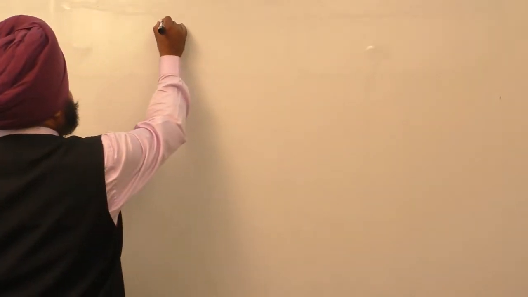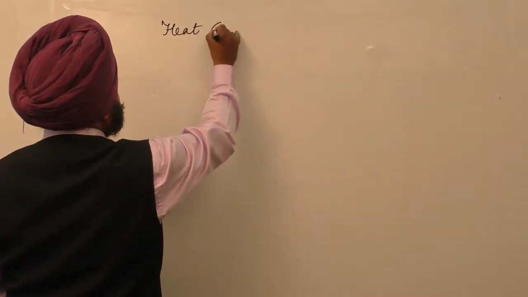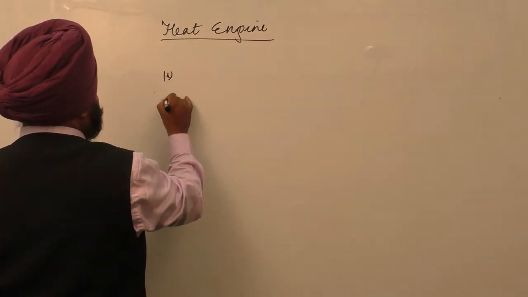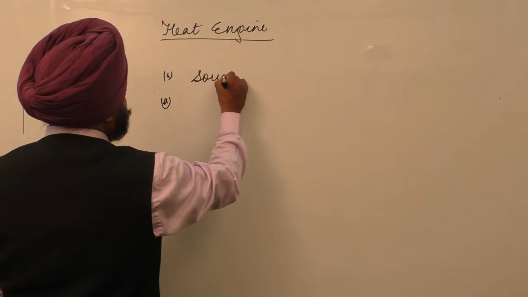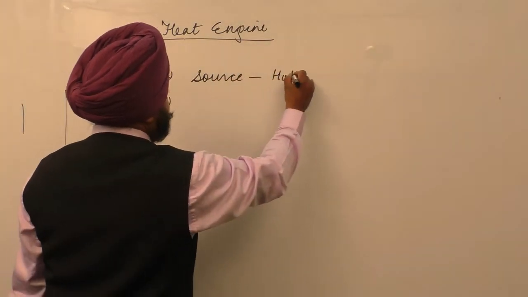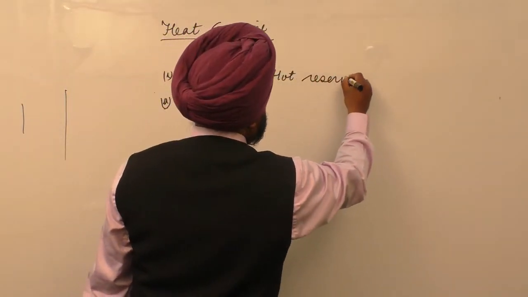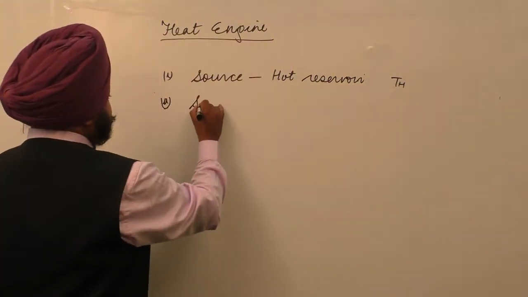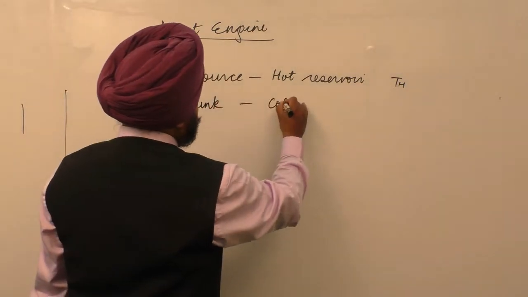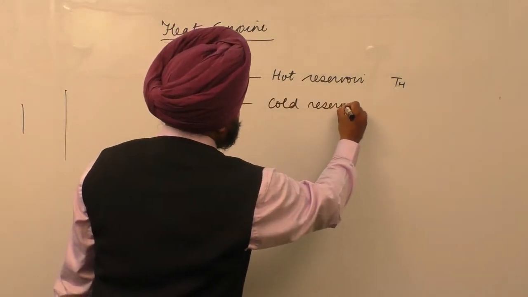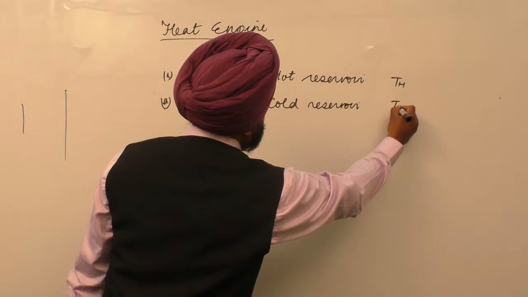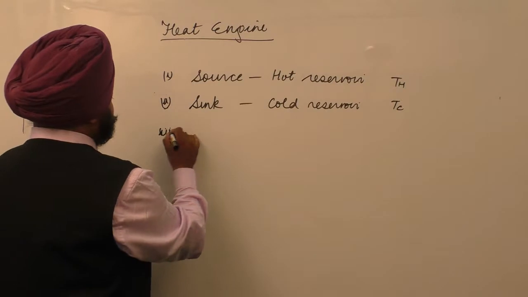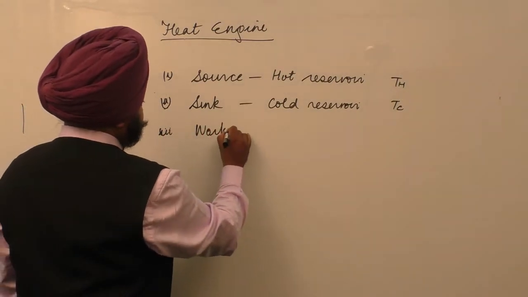The heat engine basically consists of a couple of parts. It needs a source, which is normally called a hot reservoir, and this hot reservoir will be at a temperature TH. Then we have a sink, which is called the cold reservoir. A reservoir is an arrangement having a very large quantity, so if you remove or add anything to it, nothing changes. And then we have some working substance.